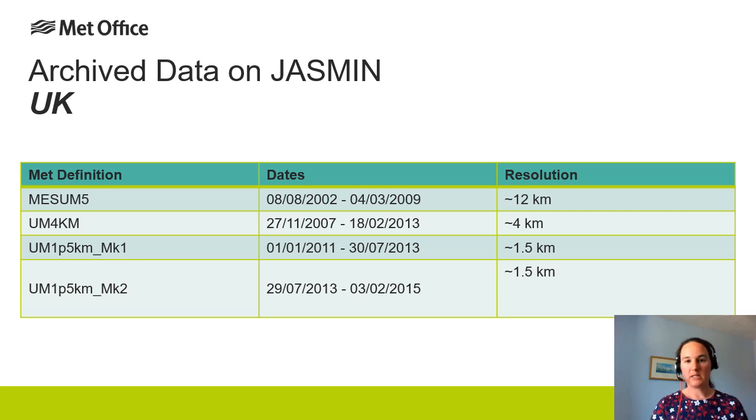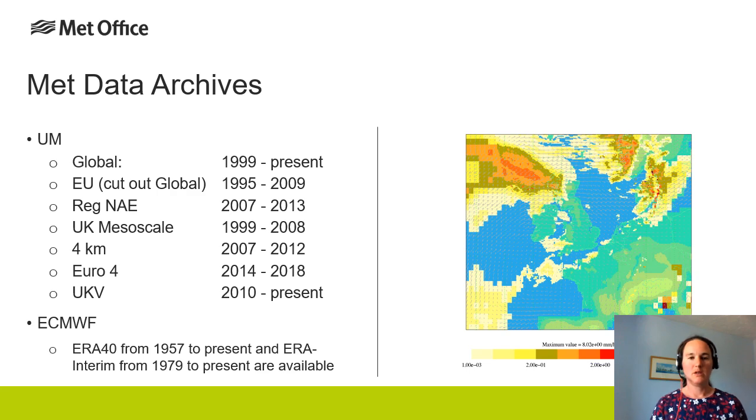And then this is the local scale data. As well as some 1.5 kilometre data, we have some 4 kilometre data from 2007 to 2013, and some 12-kilometre data from 2002 to 2009, and that's all available on JASMIN. As well as the more recent metadata, we also have a large archive of metadata going all the way back to 1995, depending on the region you're interested in.